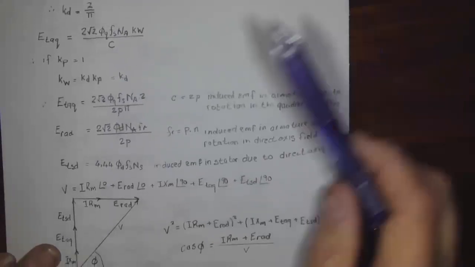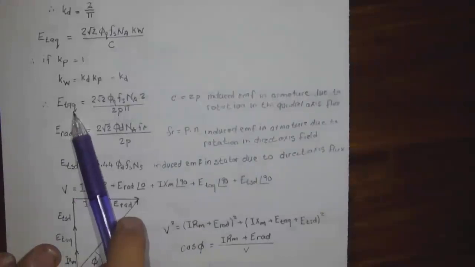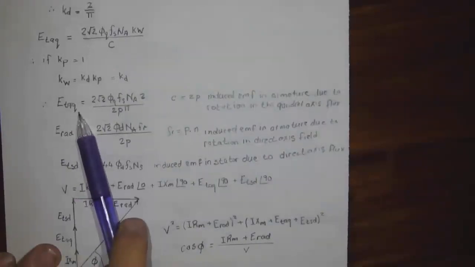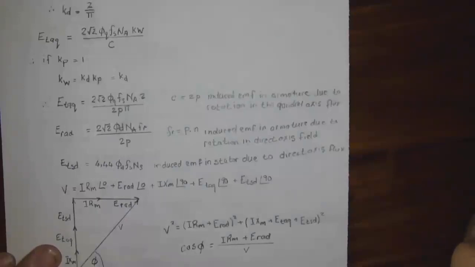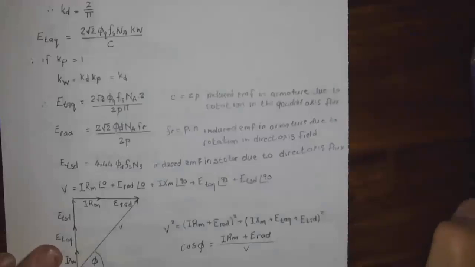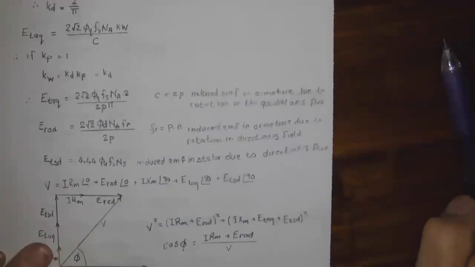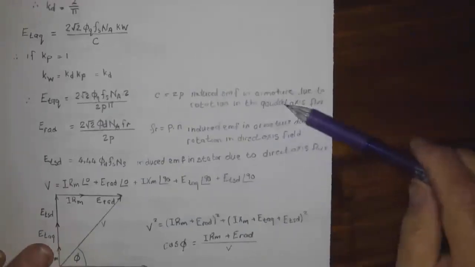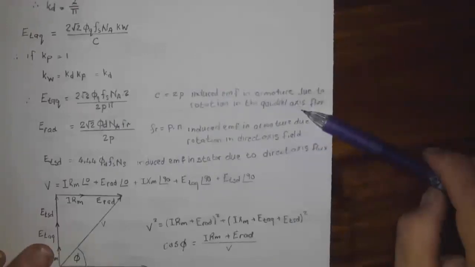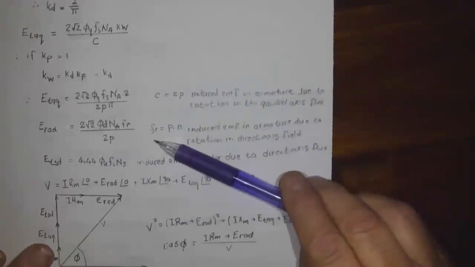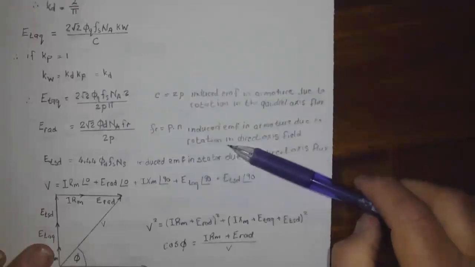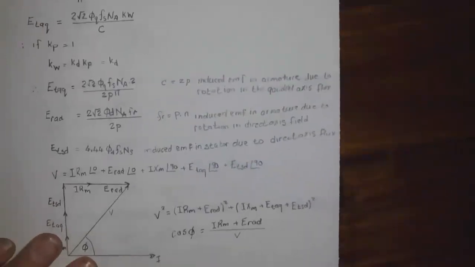E_TAQ is the transformer induced voltage in the armature due to the quadrature axis, and that is 2 root 2 phi_Q Fs Na times 2 divided by 2p pi. Now C is 2p. Induced EMF in the armature due to the rotation in the quadrature axis, and Fr is P times N. That's the induced EMF in an armature due to rotation in the direct axis field.